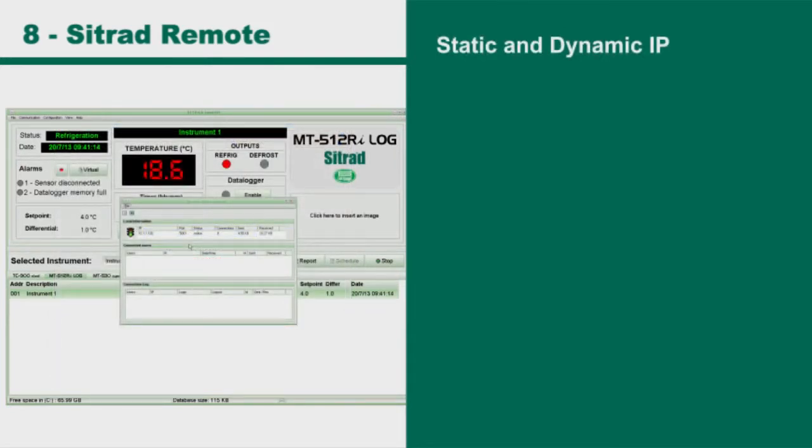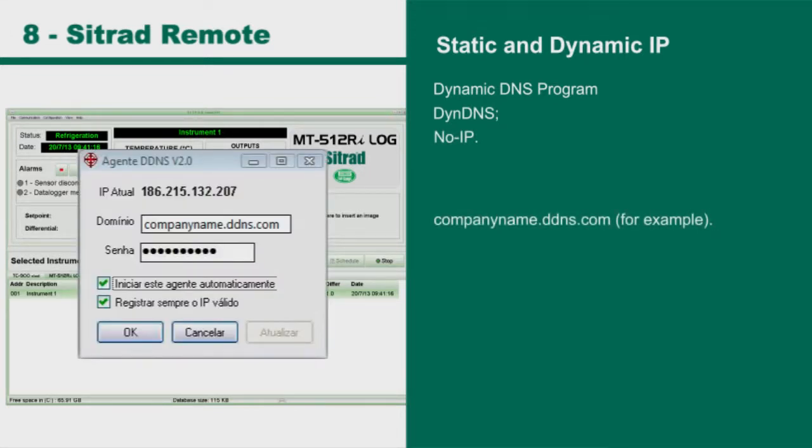Static and dynamic IP. If you have contracted the static IP service from your internet provider, you will not have problems. But if your IP changes daily, the Sitrad Remote loses connection. The reason is that your IP is dynamic. Then you have to install a dynamic DNS program or contract the static IP service. There are several free programs available on the market, such as Dyn DNS and NoIP. Then install one of these programs on the computer where there is Sitrad Local. These programs provide a subdomain addressing, which we will use in place of the IP.